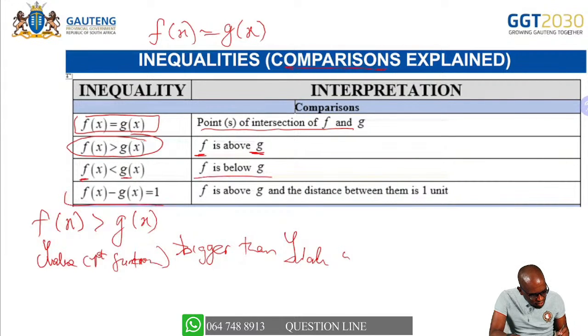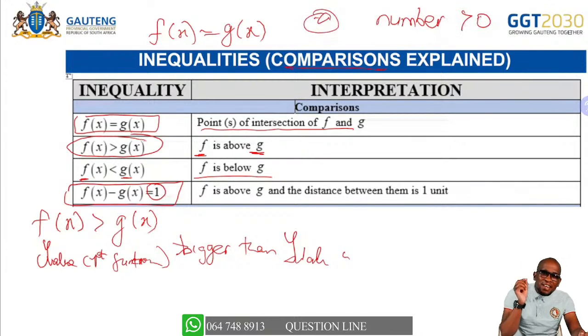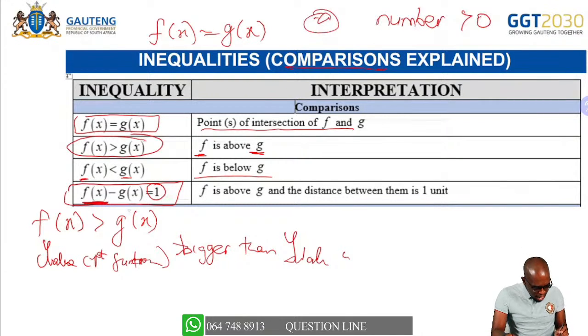Now there's a special case here that you need to consider as well. They are saying f of x minus g of x is equal to 1. Once they put a number greater than 0 after an equal sign, you need to look at the following concept. You need to find a region where the first graph f is above the second graph g, and the distance between them is 1 unit. So here they explain that f is above g and the distance between f and g is 1 unit.